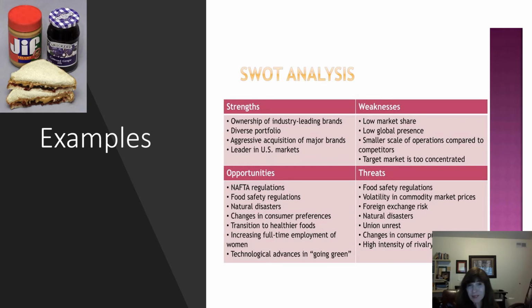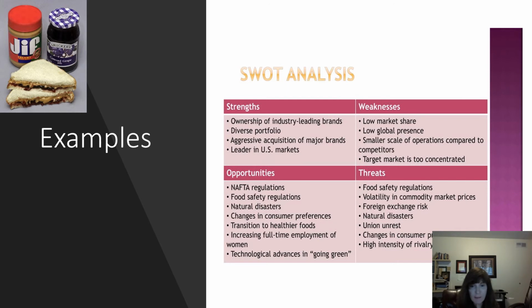And they have a low global presence. We might know about Smuckers if you're in Ohio, but for others around the world, it's not something that just rolls off the tongue. So that's a problem if they wanted to go global in a more serious way. And they have smaller scale operations compared to their competitors, such as Nestle, Kraft, and all of the giants in the consumer products industry. And sometimes it is considered that their target market might be too concentrated.